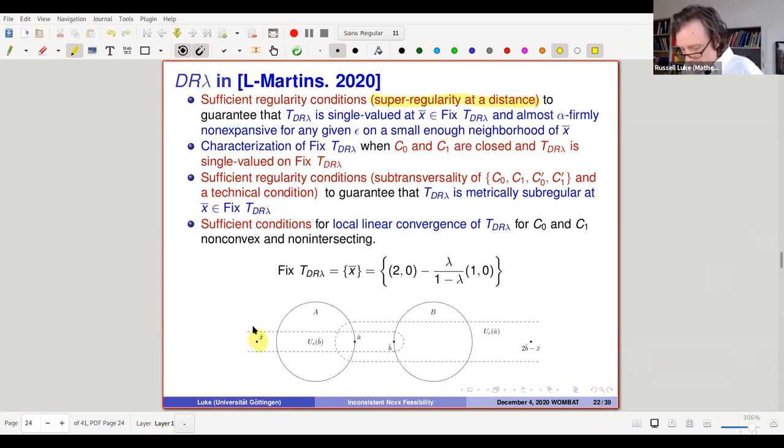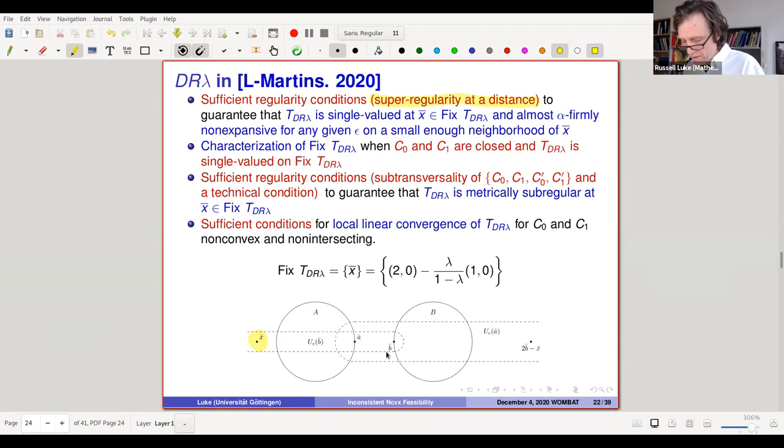Because my algorithm, my relaxed Douglas-Rachford algorithm, is going to converge to this point x bar. And all of the regularity assumptions I have, pointwise alpha firm non-expansiveness and metric subregularity, are all going to have to be relative to a neighborhood of this point. But the regularity properties are going to be inherited by the sets that are somewhere else. So basically the whole complication is involved in explaining how the regularity of these sets extends out away from the sets, and that's what this at a distance means.